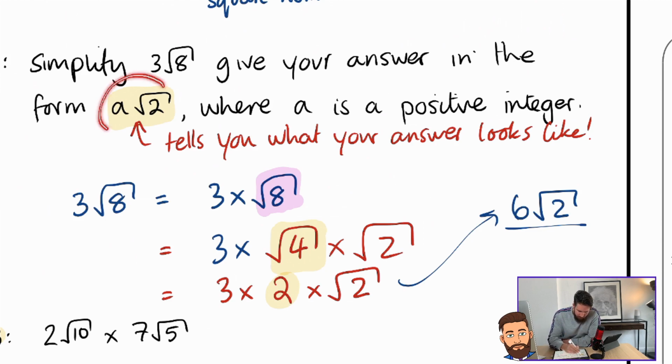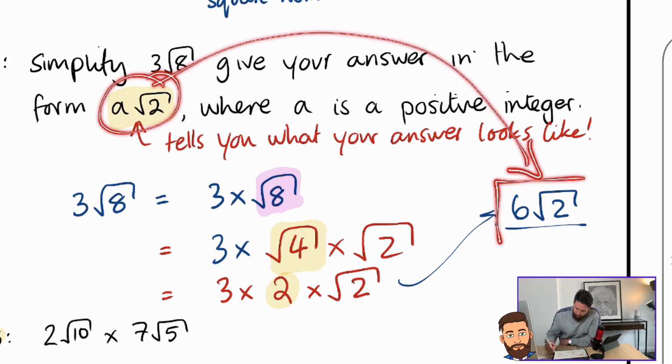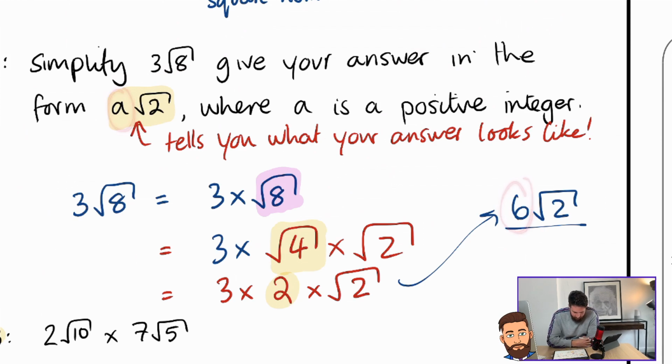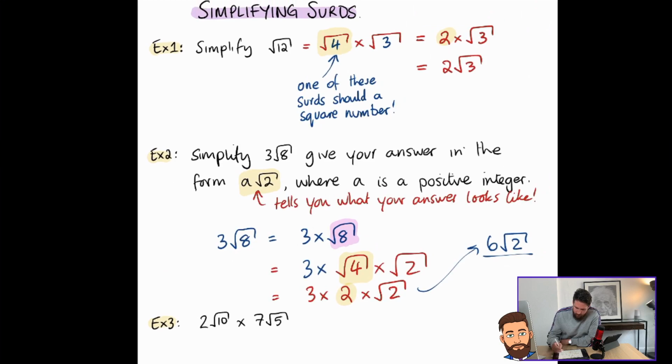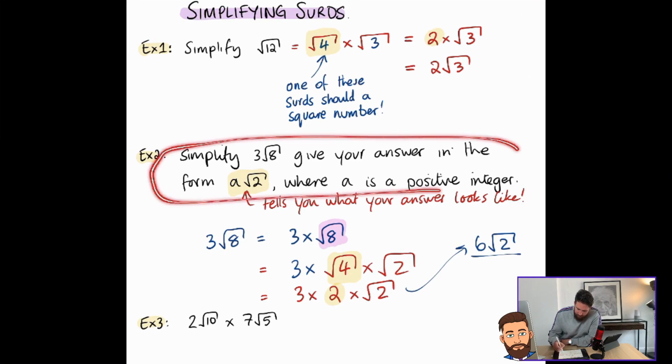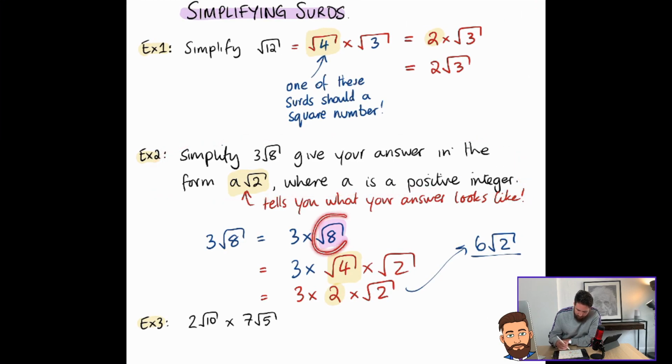As you can see, does my answer look like what it should given the question? Yes. What is the value of a? A is this 6 here. A is 6. Okay, a little bit more of a wordy question, same principle applies. The trick to simplifying any surd is to try and break it into 2 blank surds and make sure one is a square number.